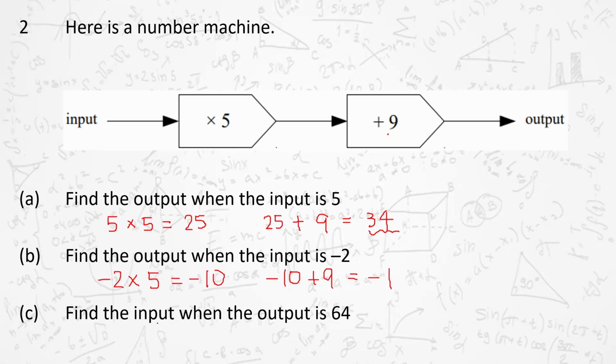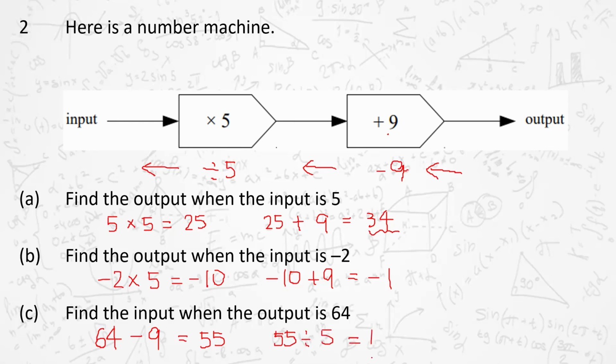Part C, find the input when the output is 64. So again, going backwards, you need to do the opposite. So instead of plus 9, I need to minus 9. Instead of times by 5, I need to divide it by 5 to work out my input. So output 64 minus 9 first equals 55. Then 55 divided by 5 equals 11. So this is the answer for part C.